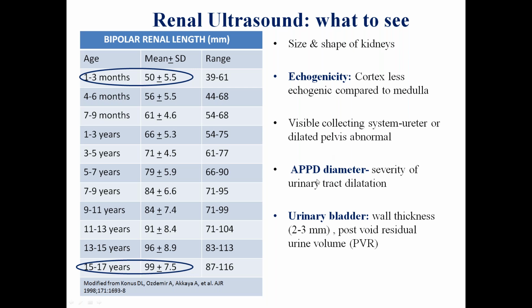Then another important parameter is your anteroposterior pelvic diameter, which helps in identifying any renal dilatation. Apart from that, urinary bladder wall thickness is an equally important thing, because if a patient has a posterior urethral valve or an obstructive uropathy, then in that situation the bladder wall will be thickened. The normal bladder wall thickness is around 2 to 3 millimeters. And on an ultrasound, you can even detect any post-void residual urine volume. If even after micturition there is a significant amount of urine in the bladder, this is an abnormal bladder, which may predispose to CKD.